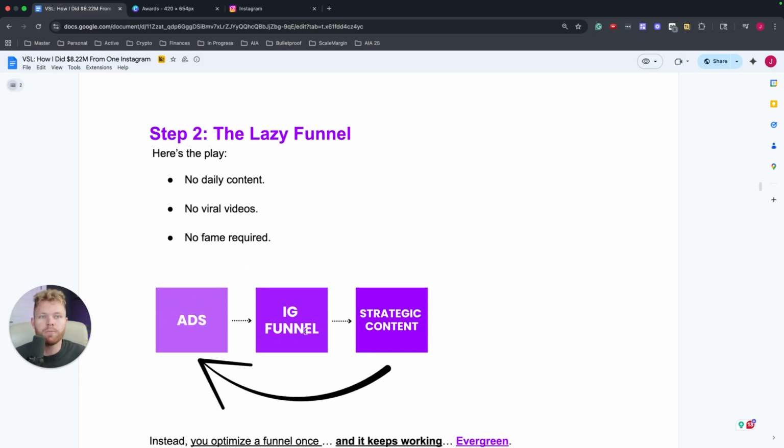It's really this simple. Ads to an IG funnel with strategic content, and then you just repeat the process over and over and over. So instead of spending hours posting content all day, every day, you create 3 to 5 strategic pieces of content once a month.